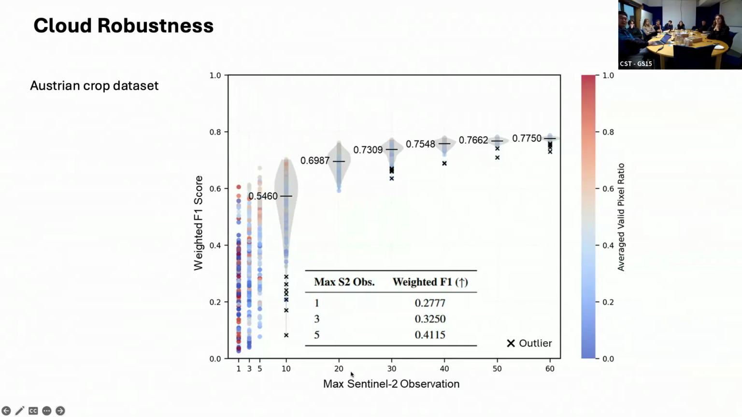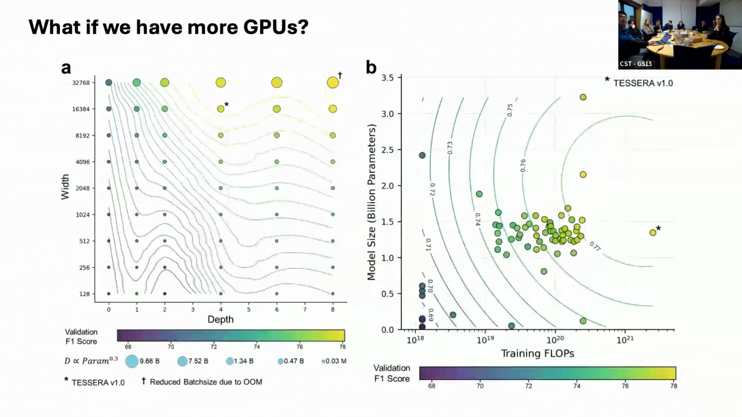Also, one note is that these are not valid Sentinel-2 observations. These are just max Sentinel-2 observations, so whether it's cloudy or cloud free. So that means these TESSERA embeddings are quite robust to cloudiness.